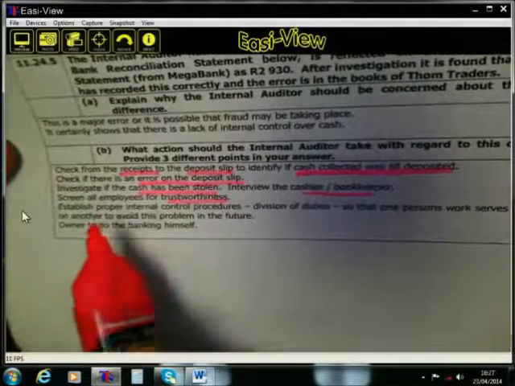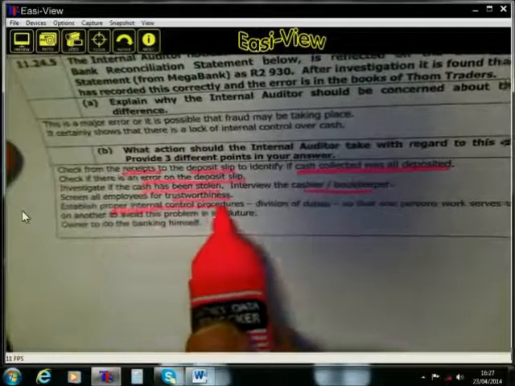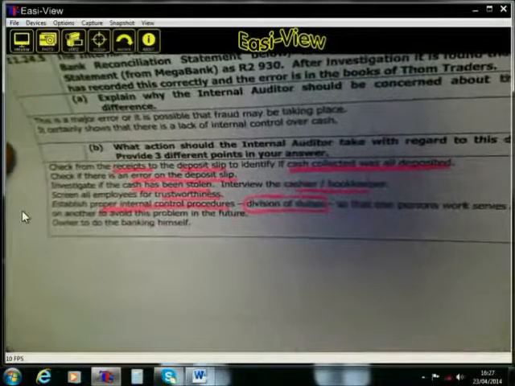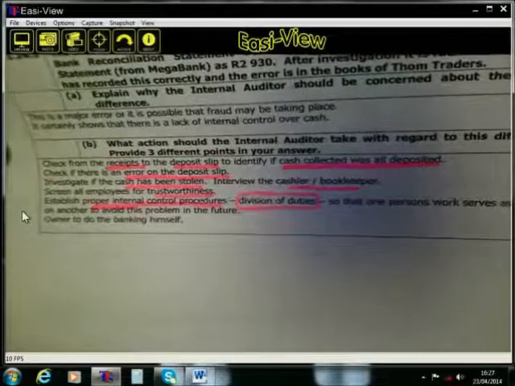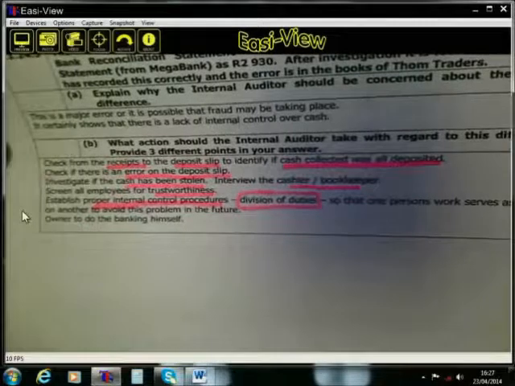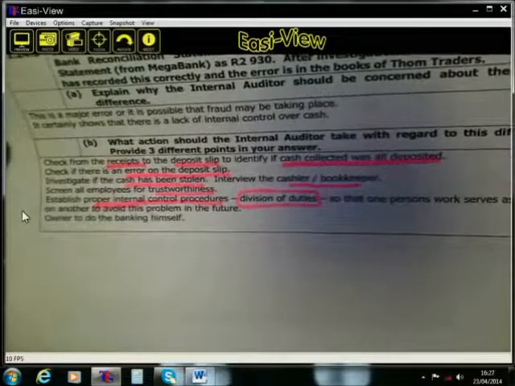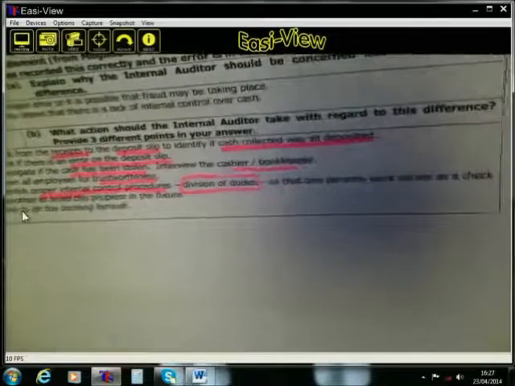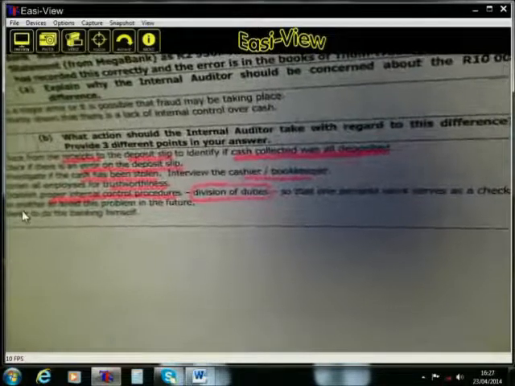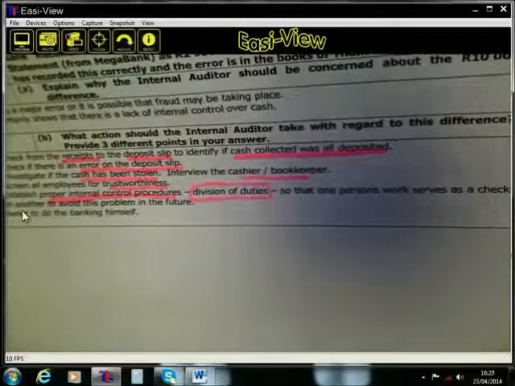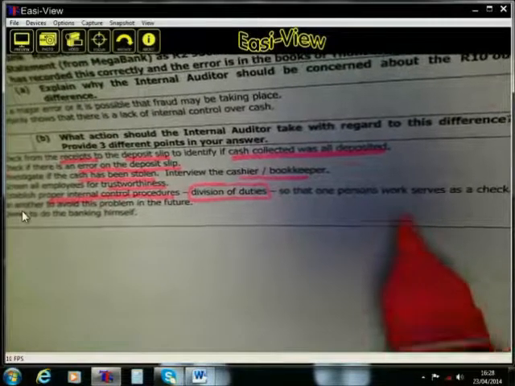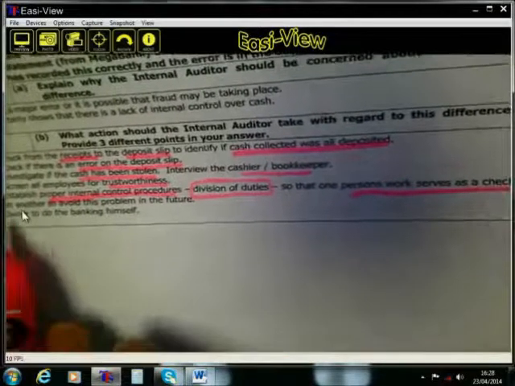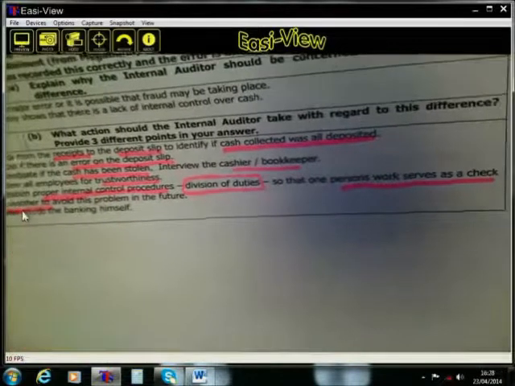Establish proper internal control procedures, and there, what is this? What is this division of duties? One person must not do everything. One person must not work with everything according to the money and the recording of the money and the receiving of the stock, etc., etc. So that one person's work serves as a check on another. That is the division of duty.